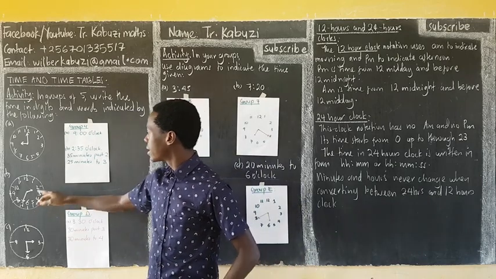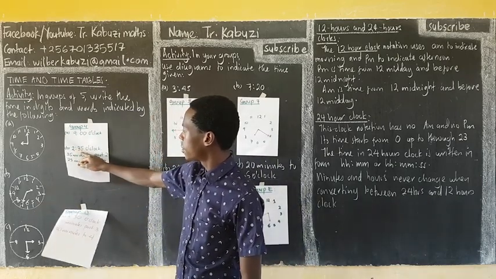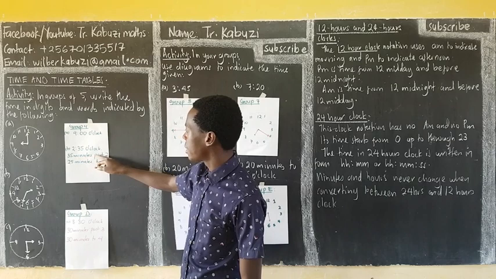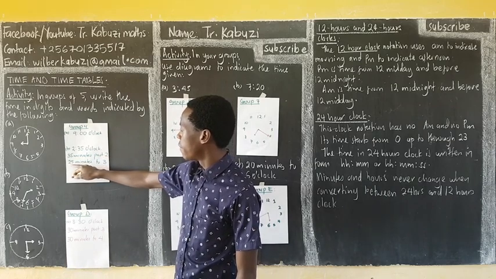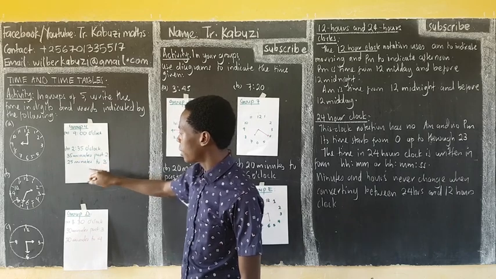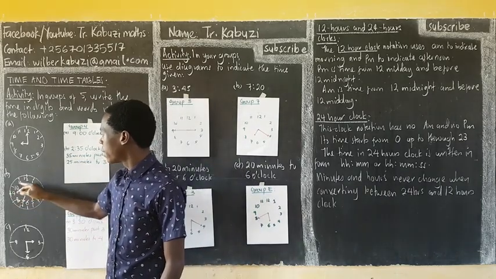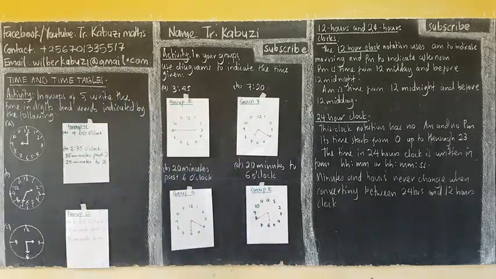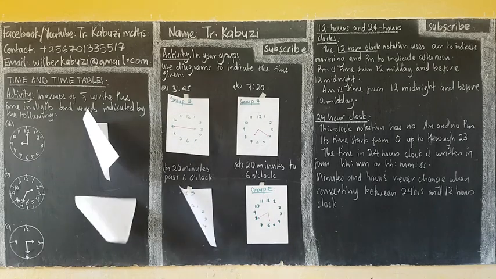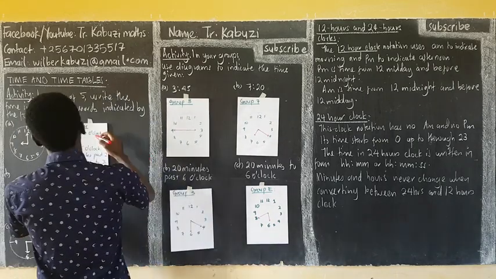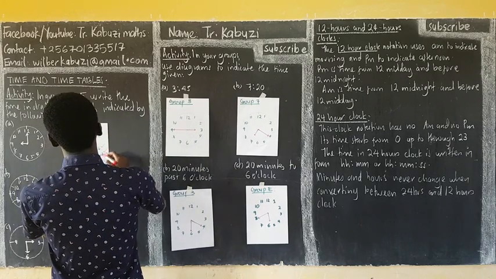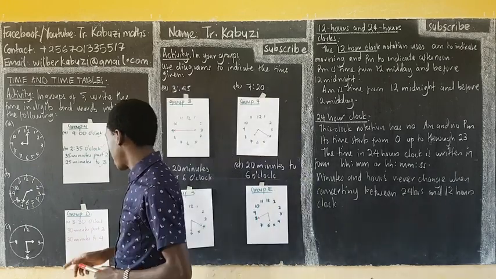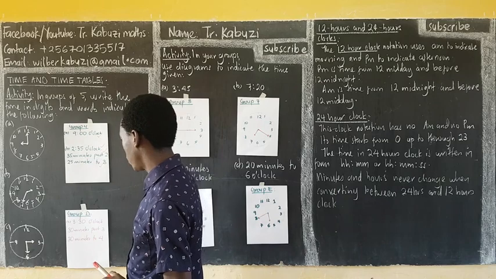Then B, they are saying it's 2:35 o'clock. Then they are writing 35 minutes past 2 or 25 minutes to 3. So if this is 35, it means this one can go to 3, so this means 25 minutes to 3. So we can give them a tick, good ticks. This is very okay. This is also okay.